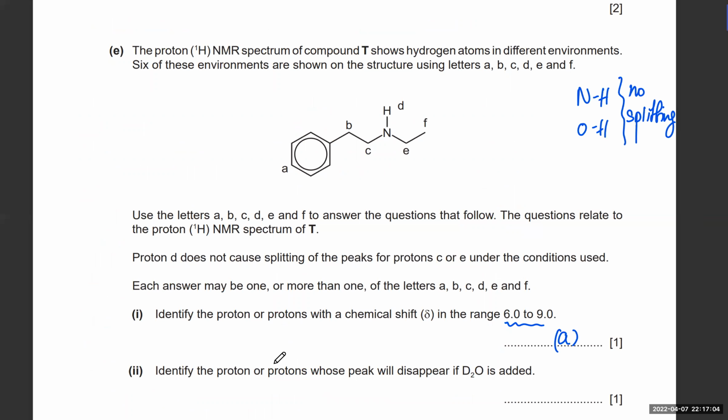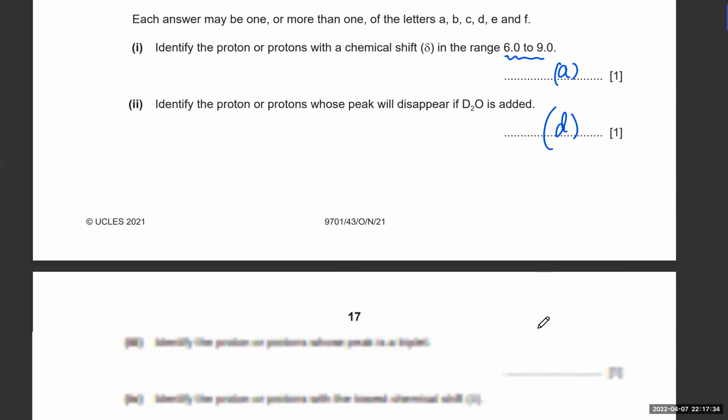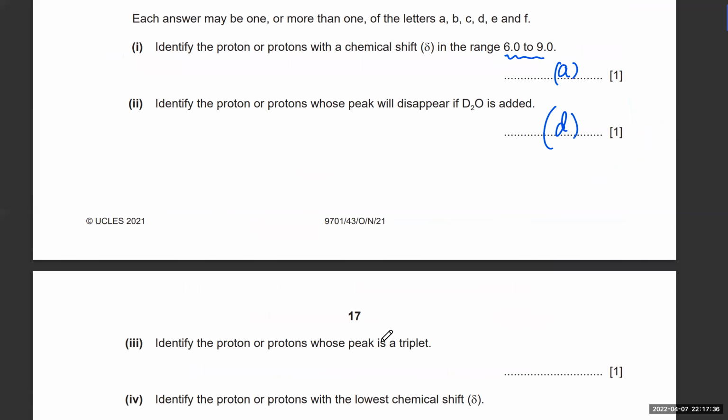Yes, sir. Identify the proton or protons whose peak will disappear if D2O is added. Remember, the NH2 and OH peaks are the parts of the molecule that ionize. So when you add deuterium oxide, these get displaced by deuterium. So the D peak is going to disappear. You can always remember that NH and OH like to ionize, and in D2O, heavy water, they would get displaced by deuterium, so they would disappear. Identify the proton or protons whose peak is a triplet.